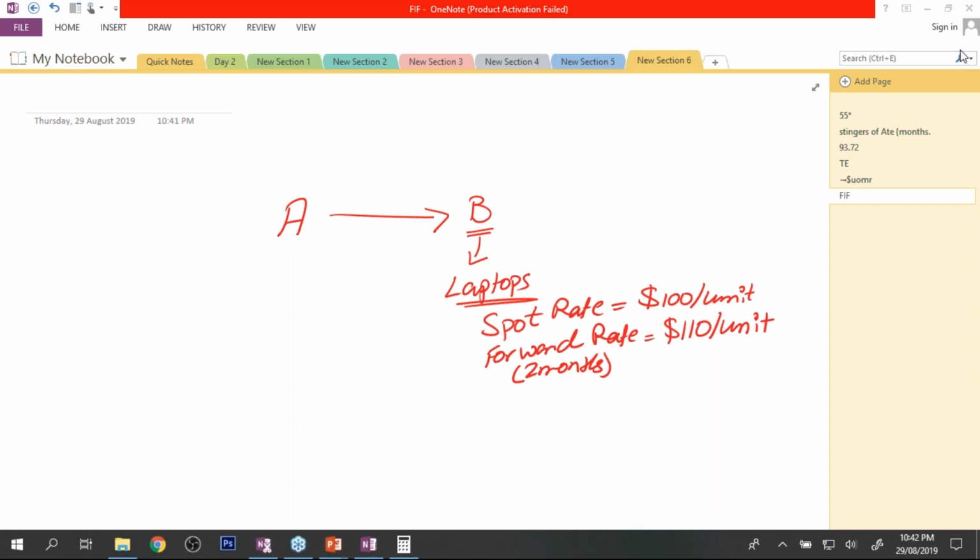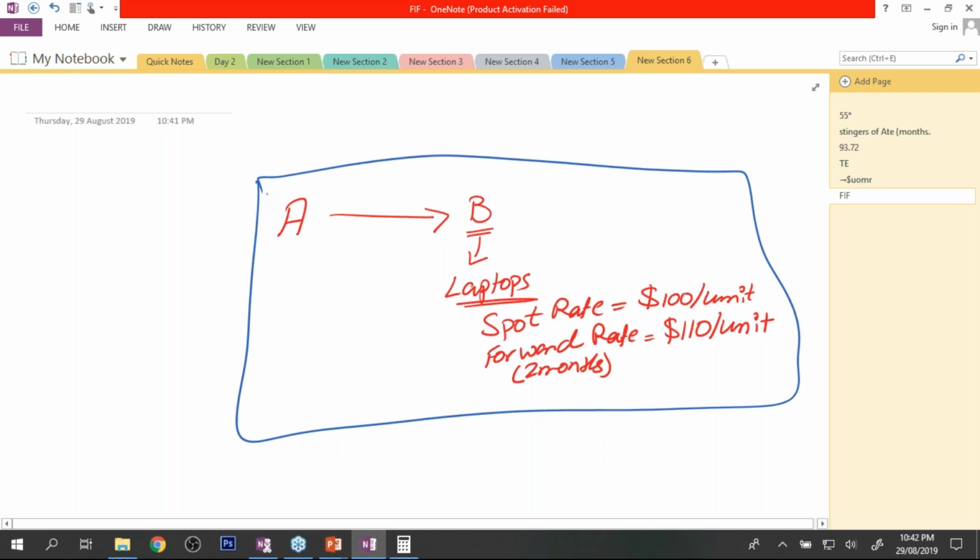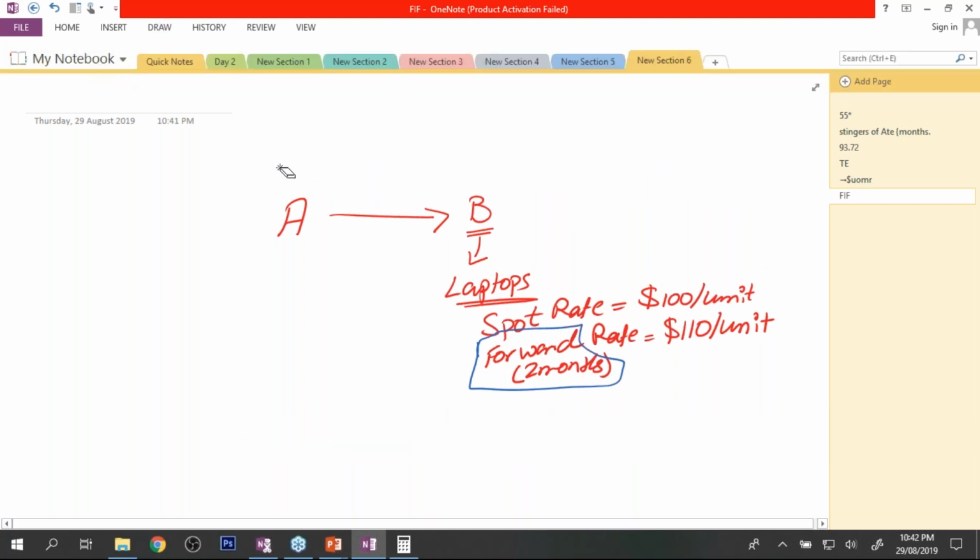Now this is what we have locked, and the market rate actually increases to any value. Now my question is, according to this example, is this forward contract a financial instrument or not? We are making a contract with the supplier that we are going to purchase laptops from you after 2 months.